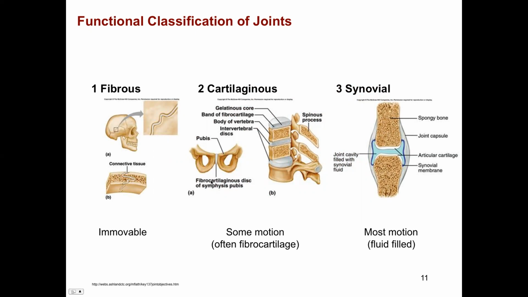Fibrocartilage at the pubis, all right, and also here between the vertebrae. So this allows for some motion, and this is called the cartilaginous joint. And of course, your fluid-filled joints are the ones that allow the most motion. These are your synovial joints.